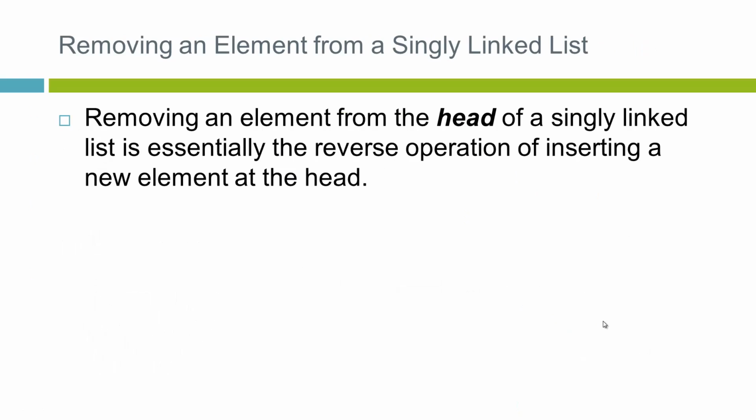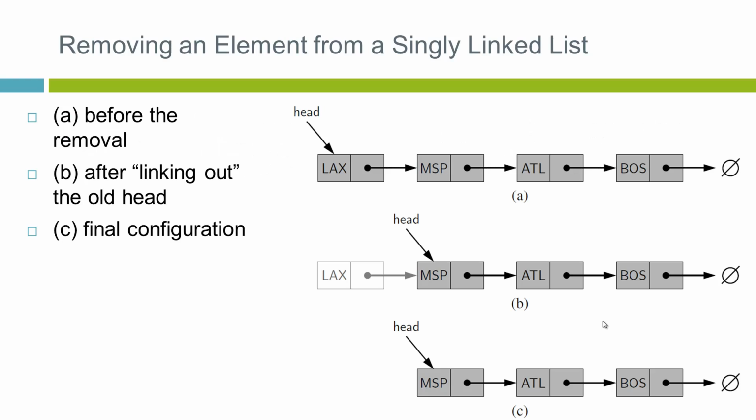Now let's talk about removing an element from a singly linked list. Removing an element from the head of a singly linked list is essentially the reverse operation of inserting a new element at the head. Here we explain it through some diagrams. This is what our singly linked list looks like before removal. We have LAX, Minneapolis, Atlanta, Boston, with LAX at the head, Boston at the tail. And we basically just link out LAX by pointing the head to Minneapolis, and then we can easily remove that node.